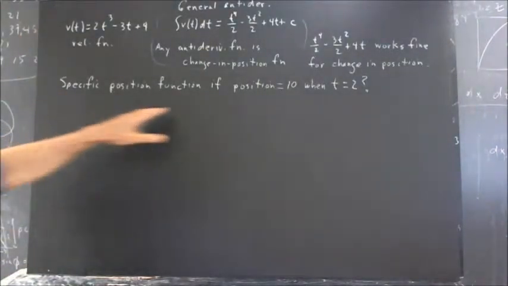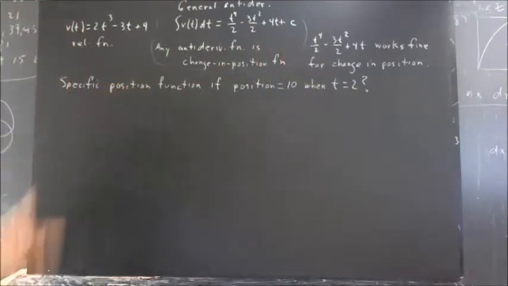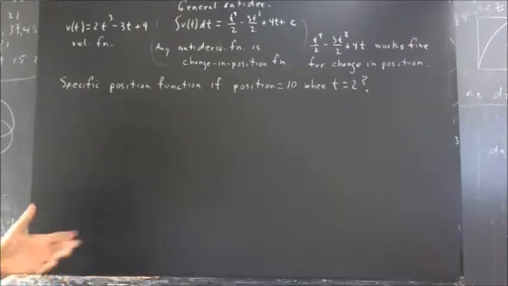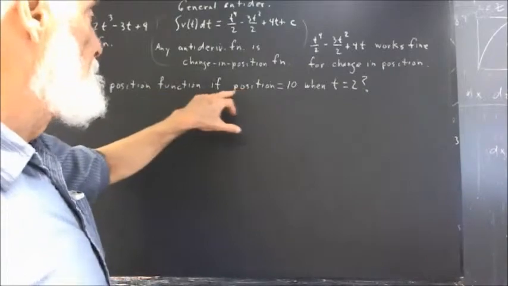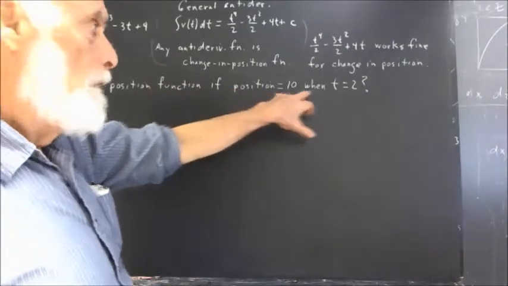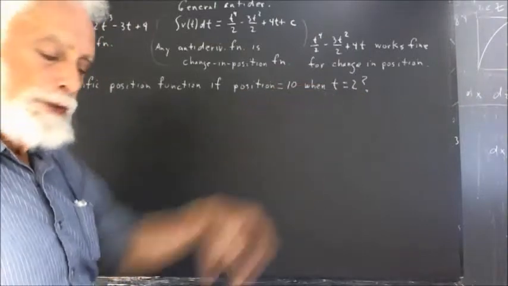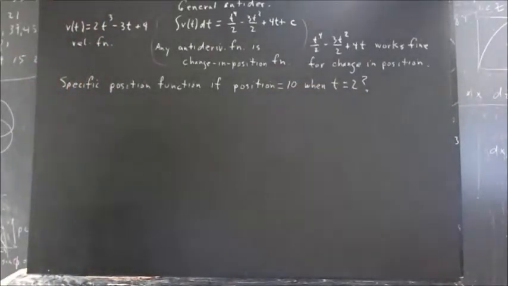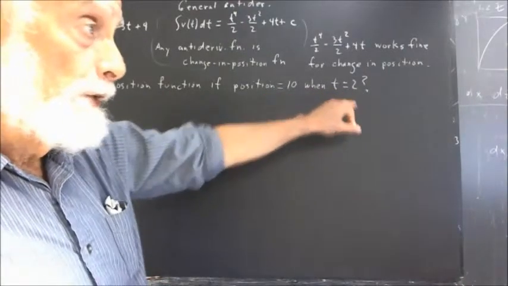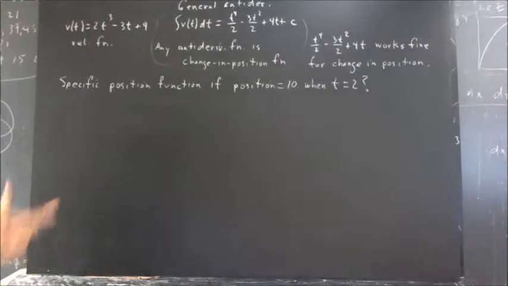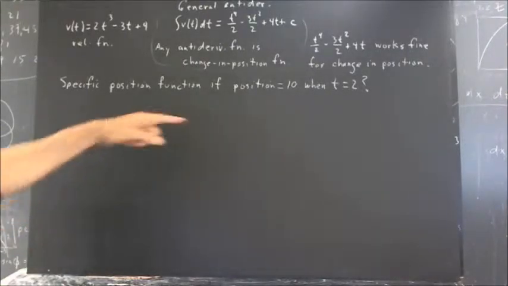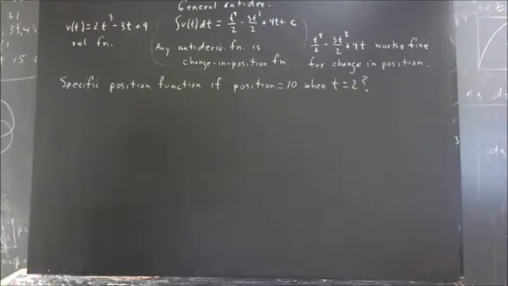Now, what if we want a specific position function so that we can plug any clock time in, any value of t, and get a position relative to some known position? Well, let's find the specific function if we know that the position is 10 when clock time is 2. We're not using units here. We generally will use units, but let's just get the idea. So maybe position is 10 meters when t is 2 seconds. Maybe position is 10 kilometers when t equals 2 hours. It could apply to any set of units appropriate to the situation.